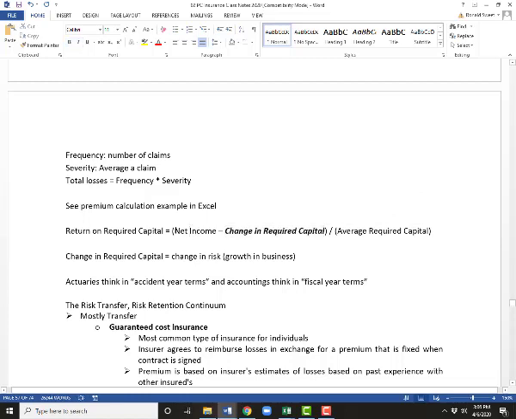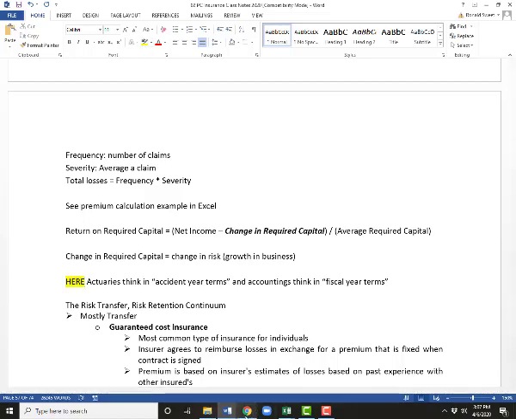And it's almost similar to the concept of free cash flow. Yeah, we made net income, but some of that net income is going to be tied up in capital because our risk increased. So that's the one unusual calculation we have in there. And then we'll come back here and talk some about accident years and accounting years. We'll get into that more when we get into Schedule P.